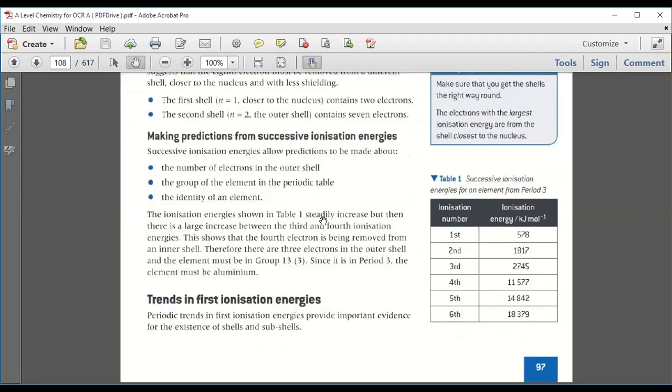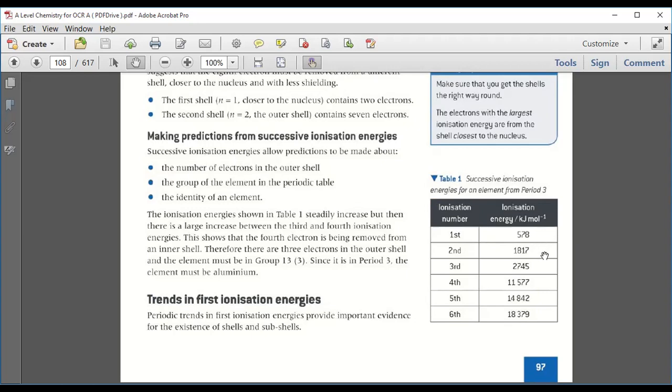The ionization energy shown in table 1 steadily increases, but then there is a big increase between the third and the fourth ionization. Now suppose this is of element X. If you see, the first ionization energy is 578 kilojoule per mole. Second ionization energy is 1817. Third ionization energy is 2245. Fourth is 2745. Fifth is 14,000 something, and sixth one is 18,000 something.